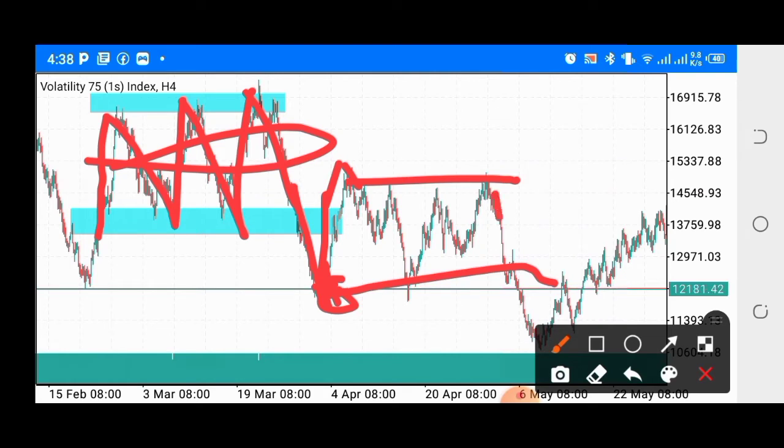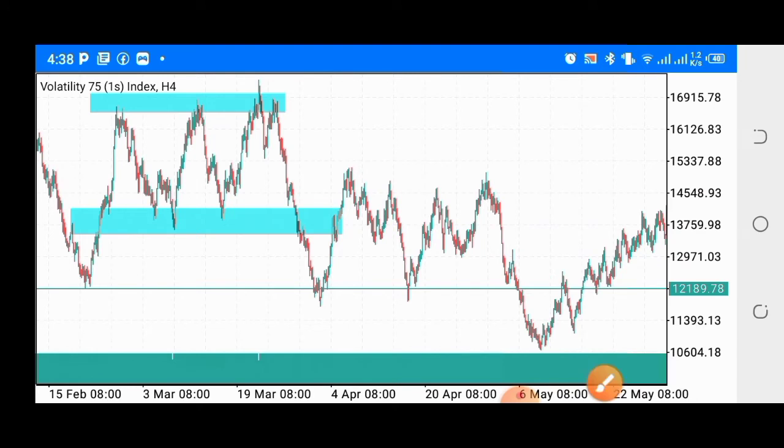The market drops the support level at this point here, then went back to create another support. When the market creates another support at this point here, then eventually goes back to create another resistance here, which means this support becomes a resistance.